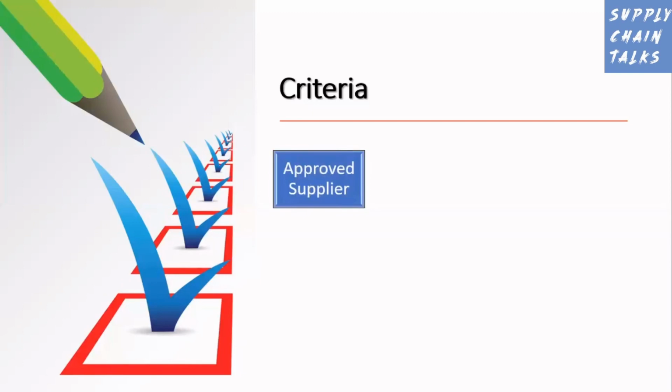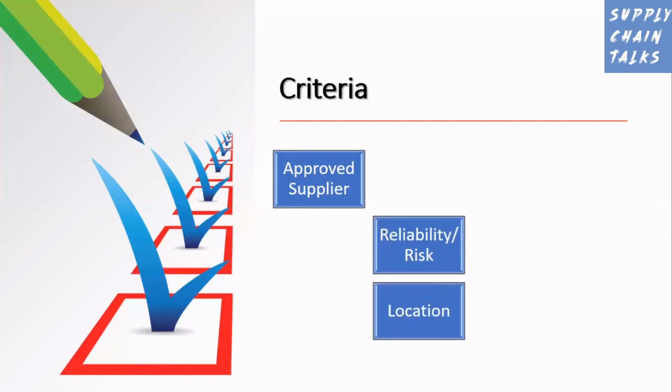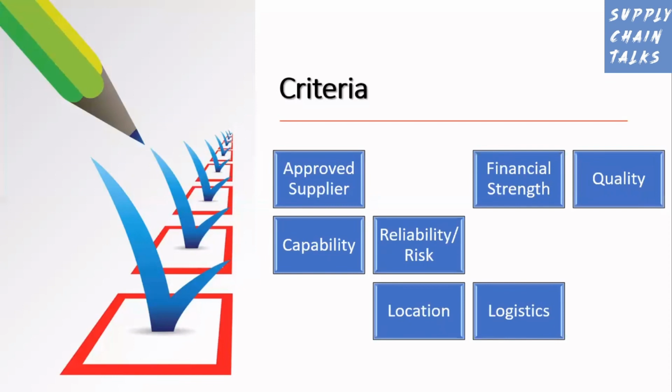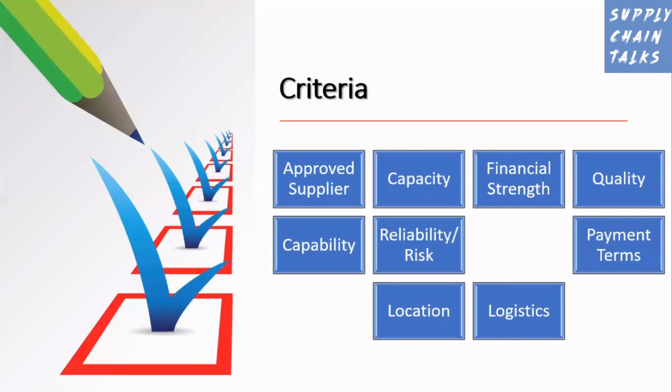Is the supplier approved? Is the supplier reliable? What is the location of the supplier? Is it a local supplier or an overseas supplier? What is the technical capability of the supplier? Is the supplier financially strong? What are the logistical capabilities of the supplier? Quality of their product or services? What is their production capacity? What are the payment terms they are offering? Do they have an after-sales service?